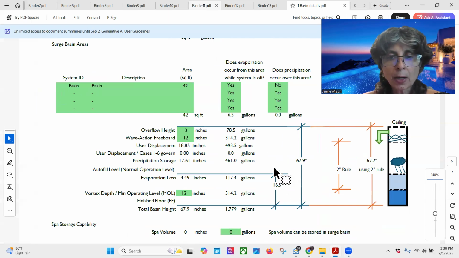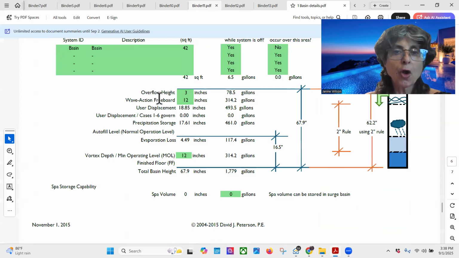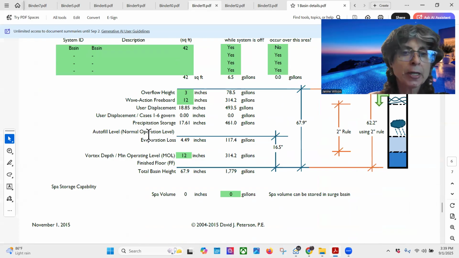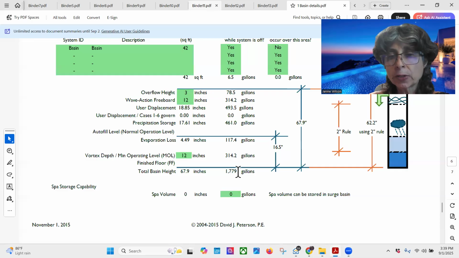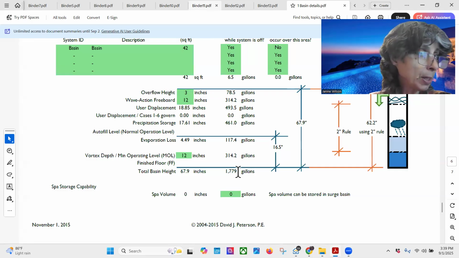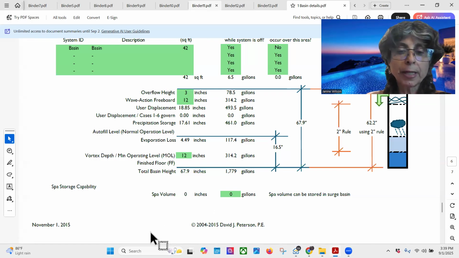On that graphical design, we see that it's going to add all the overflow. Remember the freeboarding, wave action, user displacement, precipitation, rain storage, autofill as well, because you have evaporative losses, and then the minimum operating, which takes care of vortexing. And that will be, on this basin, 1,779 gallons. The builder ended up with about 700 to 800 gallons. So he was in serious problem, conflict, not to mention a tremendous amount of water loss and excessively high water bills, of course.